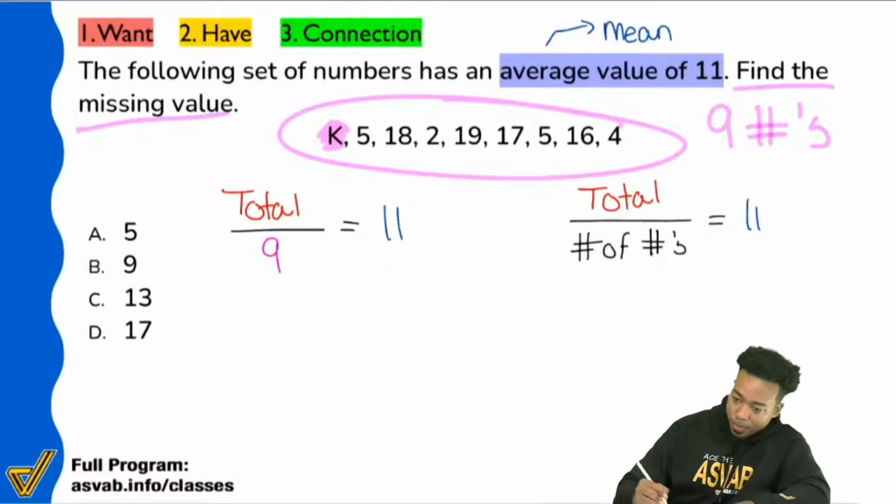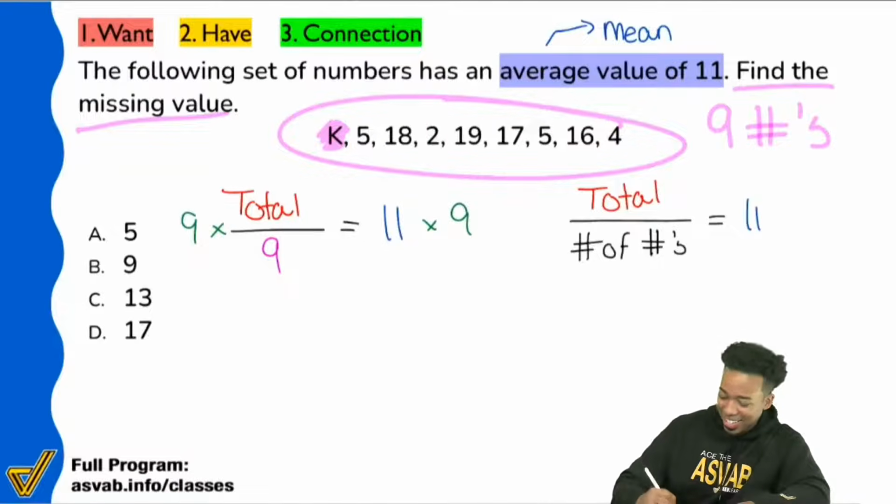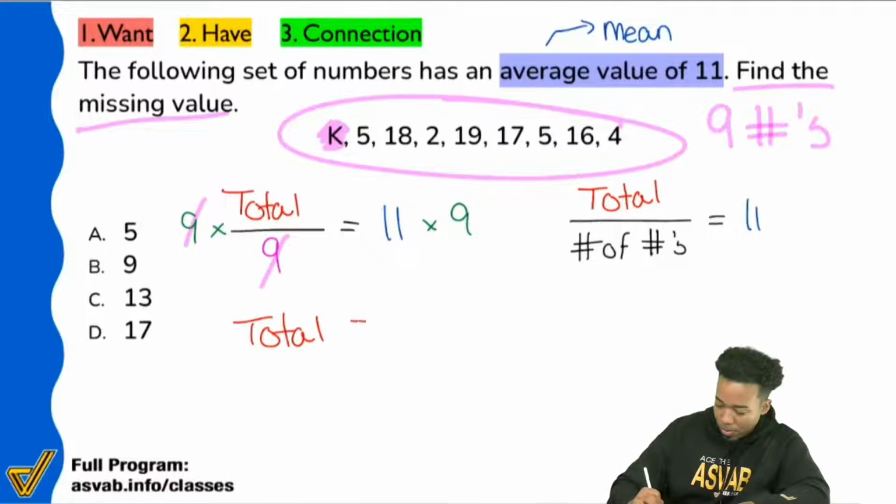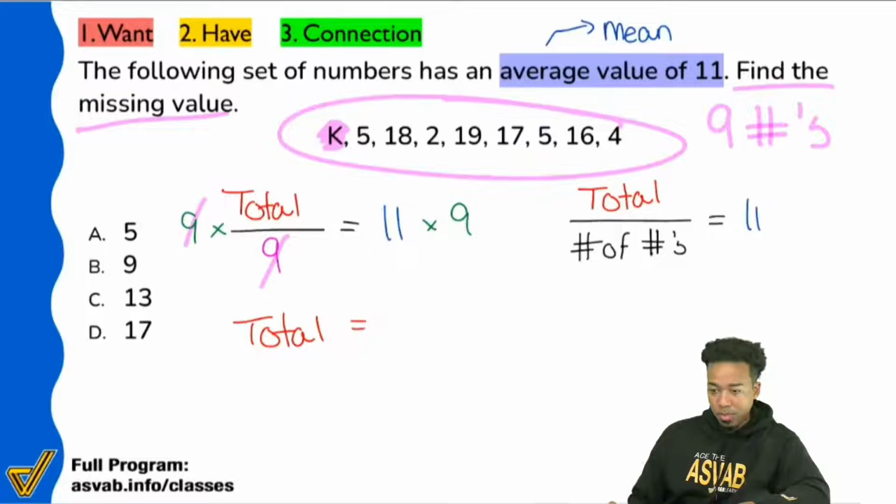So here we'll do it. Multiply by 9. Multiply by 9. Cancels out there. Everyone, our total equals what? Total equals 99. Cool. Sounds good.